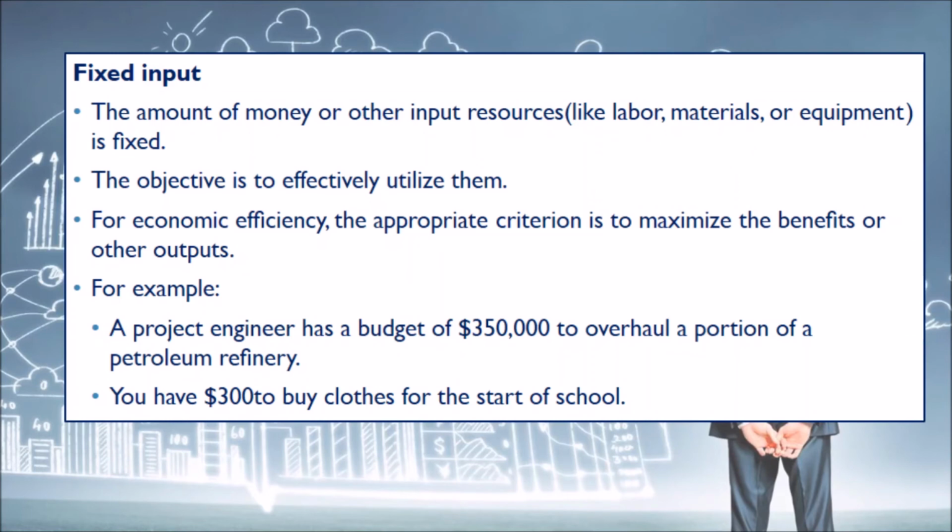Fixed input. The amount of money or other input resources like labor, materials, or equipment is fixed. The objective is to effectively utilize them. For economic efficiency, the appropriate criterion is to maximize the benefits or other outputs. For example, a project engineer has a budget of $350,000 to overhaul a portion of a petroleum refinery. You have $300 to buy clothes for the start of school.